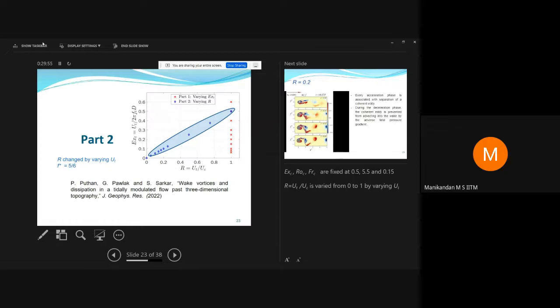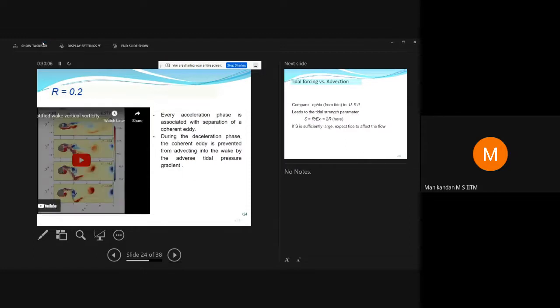Okay, so in part 2, what we did was that we kept the tidal frequency the same. We kept UC the same, and then we changed UT. So F star was changing, and we changed basically the amplitude of the tide. In the first part, we changed the frequency of the tide. So that's the proper thing to do.